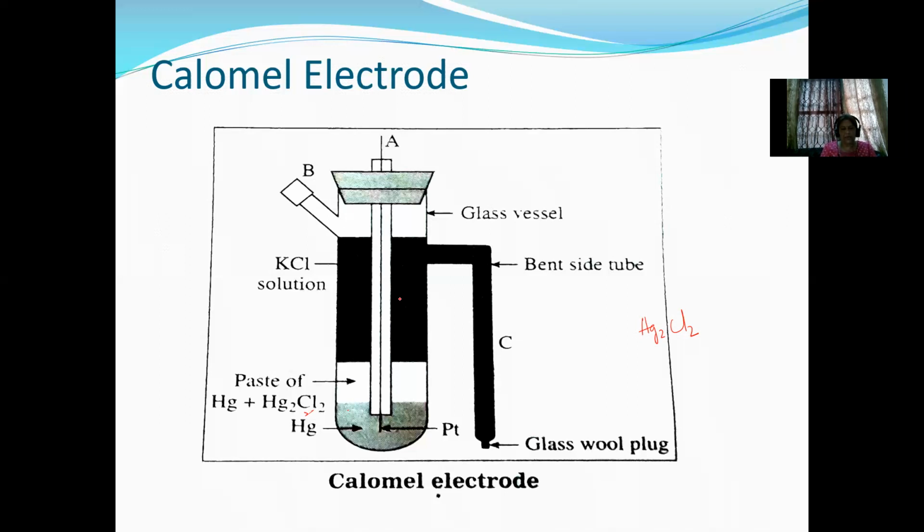Either it is anode or it is cathode, right? So if it is anode, it needs a cathode to make a complete cell. If the reference electrode is a cathode, it needs an anode to make a complete cell. Clear? So this is the construction part of the Calomel electrode. Why do we call it a Calomel electrode? Due to the presence of mercurous chloride, that you remember.